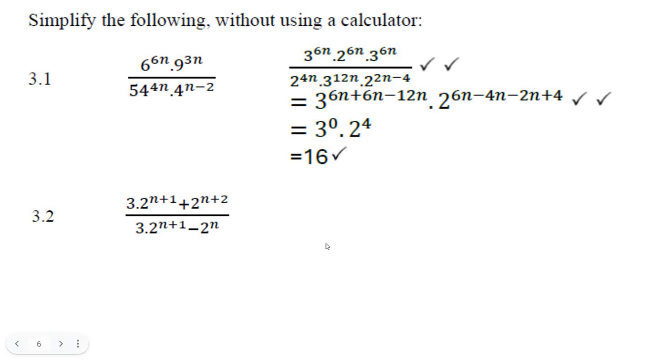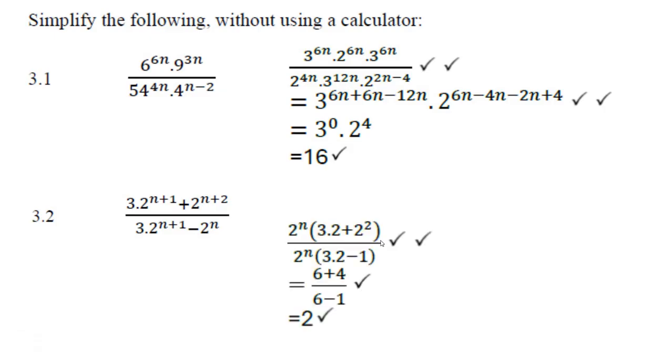Now, this one's a little bit different. It's a little trickier. You see that 2 to the n? It's in all of these things. And what you have to do is factor it out. 2 to the n times 3 to the 2 to the first power. So 3 times 2. 2 to the n times 3 to the 2. And then 2 to the n times 2 squared.